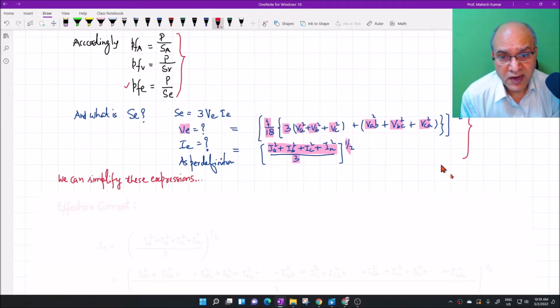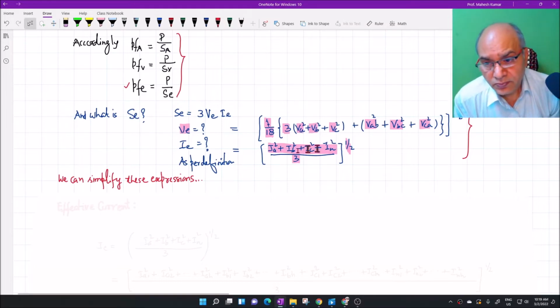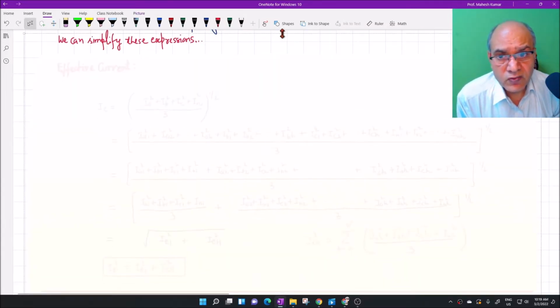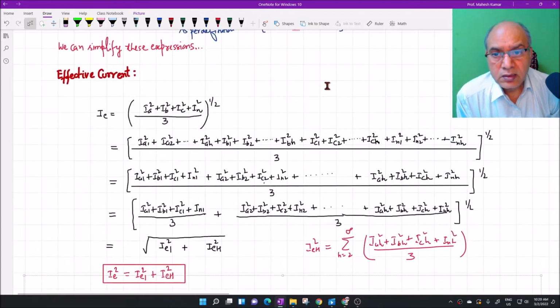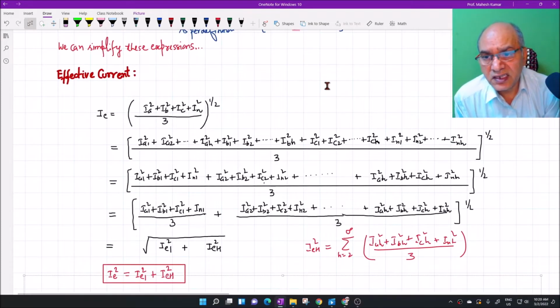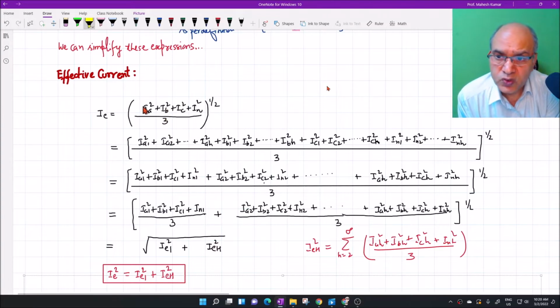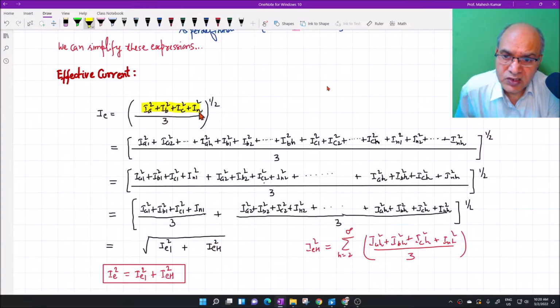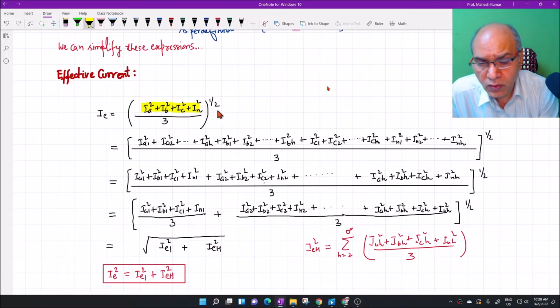See, we have defined these terms for the 3-phase unbalanced system with fundamental unbalance. However, we are extending this idea to 3-phase unbalanced system with harmonics. Okay? So let us now find out what is the effective current. The effective current, as we have defined, is the square root of IA square plus IB square plus IC square plus IN square by 3.